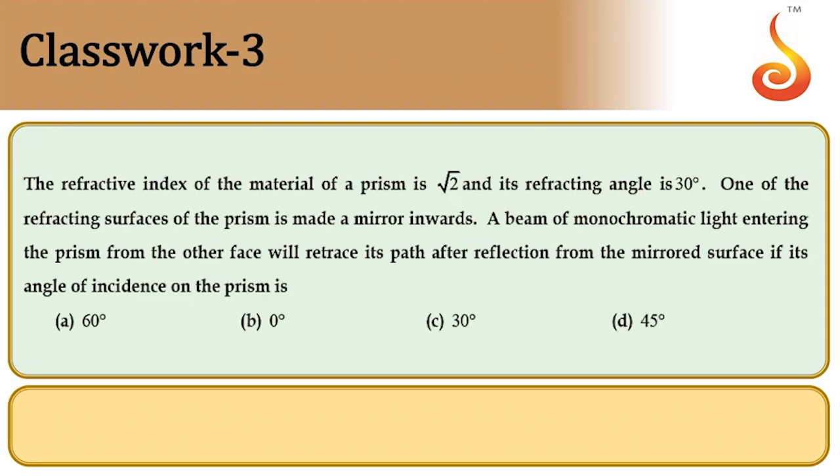Example 3. The refractive index of the material of a prism is √2 and its refracting angle is 30 degree. One of the refracting surfaces of the prism is made a mirror inwards. A beam of monochromatic light entering the prism from the other face will retrace its path after reflection from the mirrored surface if its angle of incidence on the prism is.